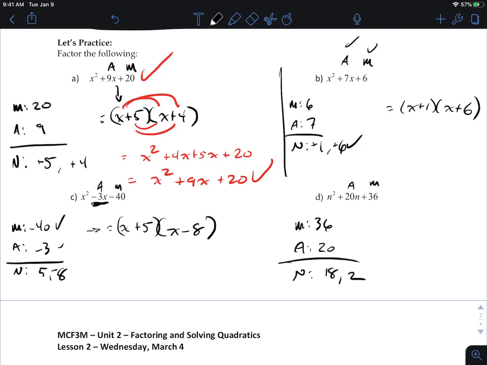Okay? So then you're like, okay, both positive. We'll just throw the variable in front and be done. X plus 18, X plus 2. Done. Okay?